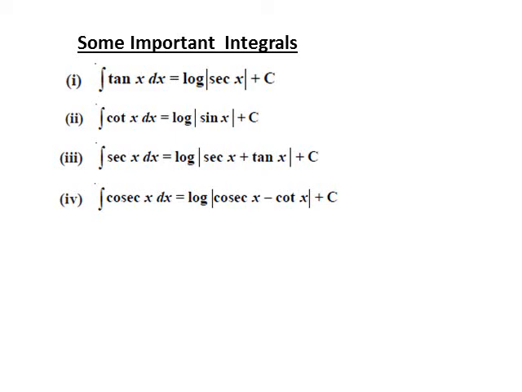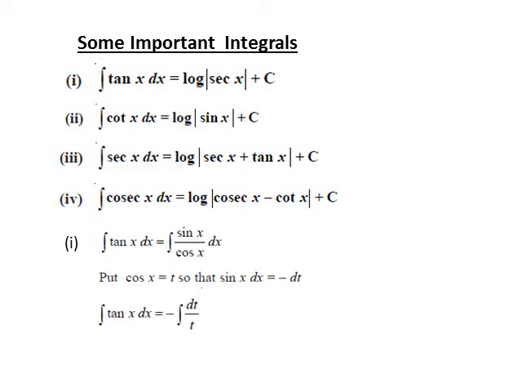Let's find integral of tangent x with respect to x. First write tangent x as sin x upon cos x. Now put cos x equals t. Differentiate both sides. We get minus sin x dx equals dt, so that sin x dx equals minus dt. In the integration, cos x is replaced by t and sin x dx by minus dt. Therefore, integral of tangent x with respect to x equals minus integral of 1 by t with respect to t. Now integral of 1 by t is log mod t plus c.